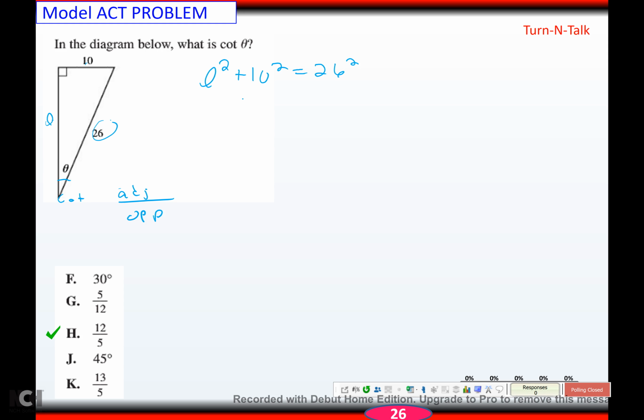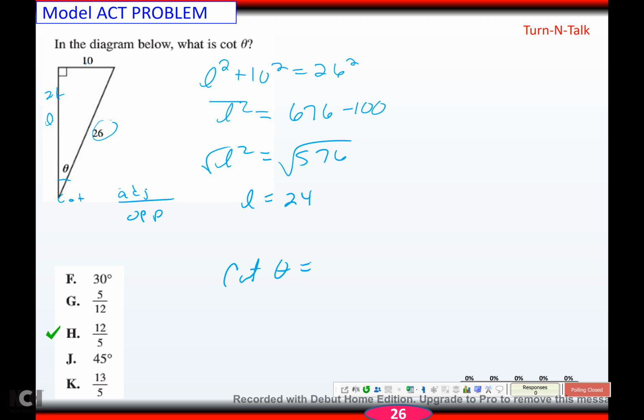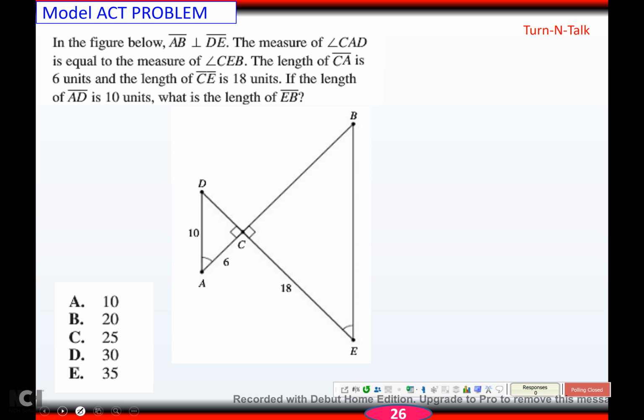And so I get my leg squared equals 676 minus 100. So my leg squared equals 576, square root, and the other leg is 24. So now my cotangent of theta is adjacent, which is 24, over opposite, which is 10. And if I reduce by 2, I get 12 over 5. Okay? Try this one, hit pause, come back when you're ready.